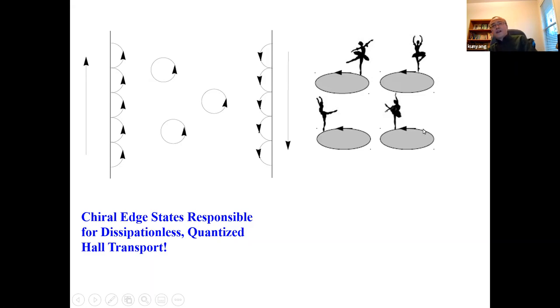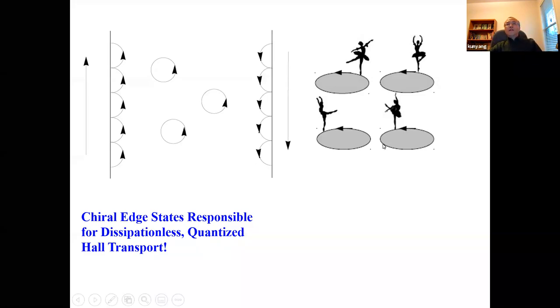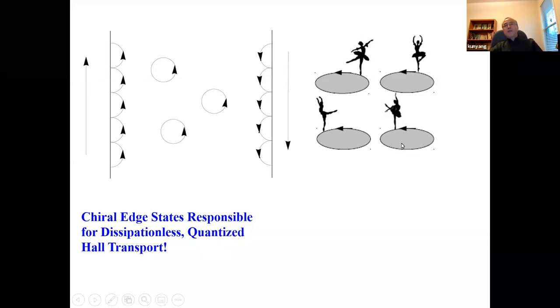So quantum mechanics comes in two different ways. One is quantizing the size of this orbital or this dancing circle. The other equally important aspect is that the electrons are fermions.